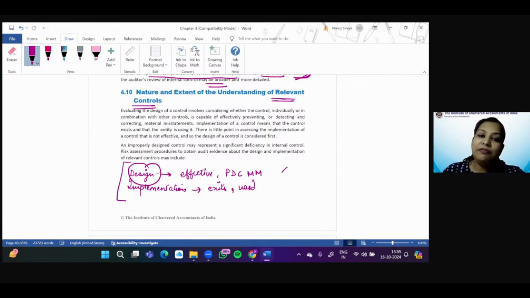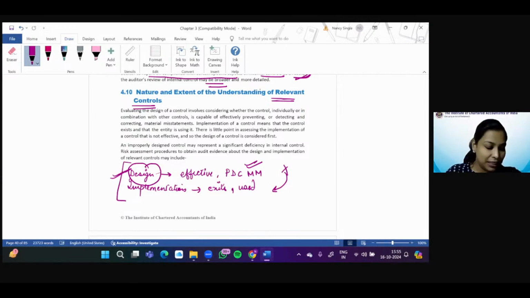So tell me, if the design is not good, is it required to consider whether it is implemented or not? So the answer is no. If an internal control is improperly designed, then it means that there is significant deficiency in internal control. So the auditor is first going to look at the design, whether it is effective in preventing or detecting and correcting material misstatement. Is it clear?